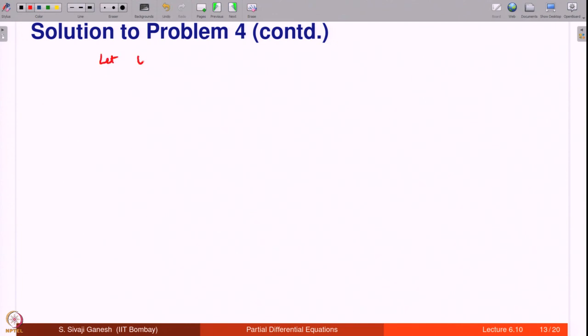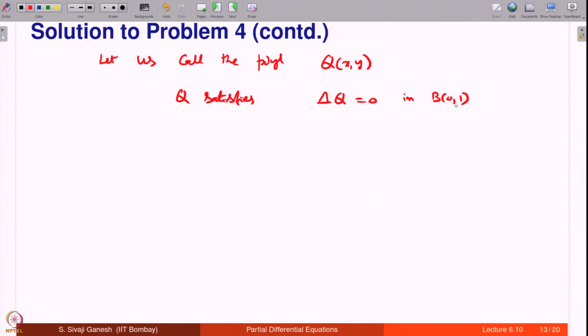So, let us call the polynomial that we got in the previous slide q of x y, using the real analyticity of the function u. So, now q satisfies Laplacian q equal to 0 in the unit ball, and q of x y equal to p of x y for all x y such that x square plus y square equal to 1. The question is why? This is what we would like to say, but is this true?